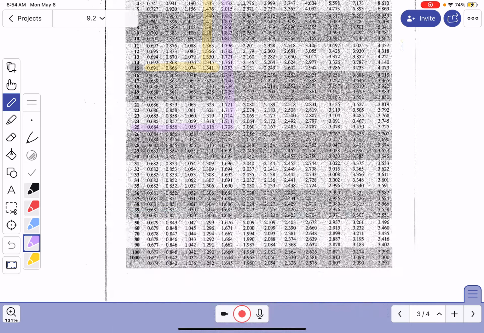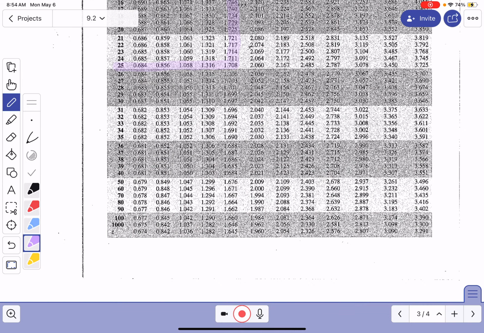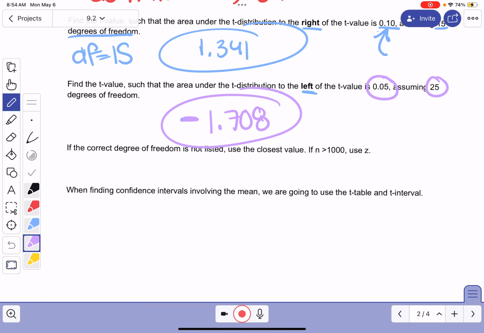If the correct degrees of freedom is not listed, use the closest value. So let's say our degrees of freedom was 82. Well, there is no 82, so we would just use 80. If you get over 1,000, then you're just going to use the z table instead, because as you see here, it approaches z. So those are your hints.